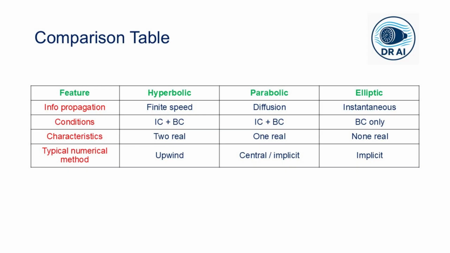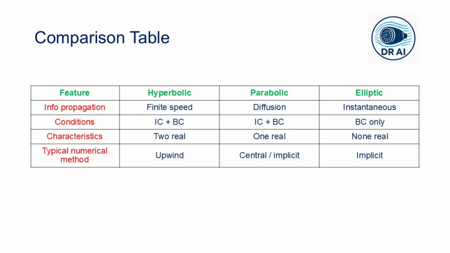So let me summarize all of this information we have just discussed. As far as the property is concerned, for information propagation, hyperbolic is of finite speed, while the parabolic is diffusive. On the other hand, the elliptic is instantaneously global.